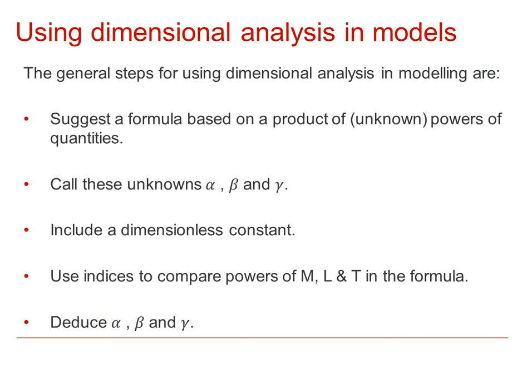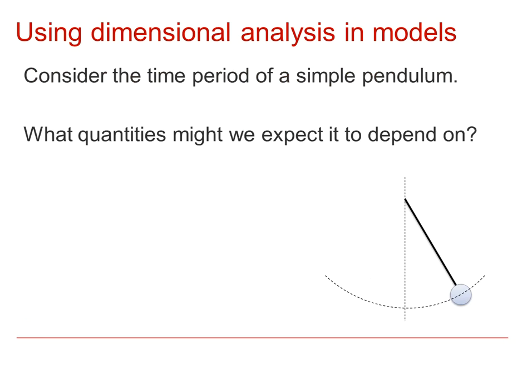So as an example of this in practice, I'm going to consider the following situation, which is a pendulum. If we have a mass on the end of a string, then we're going to ask what quantities might affect the period of oscillation of the pendulum itself?